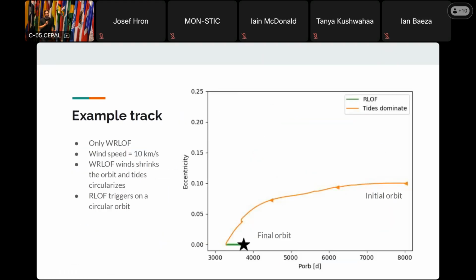I will show you just an example track, because I will show a lot of them. Here I consider only wind Roche lobe overflow with a binary where the wind speed is 10 kilometers per second. We start at an initial period of 8,000 days and 0.1 eccentricity, and the winds very efficiently extract angular momentum, so the binary shrinks. Meanwhile, the tides start to circularize the orbit, and eventually the eccentricity vanishes. At some point, the binary is close enough to trigger Roche lobe overflow on a circular orbit. Here it undergoes a stable channel, but the eccentricity remains zero.